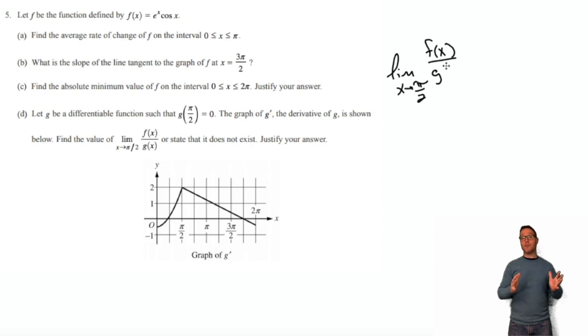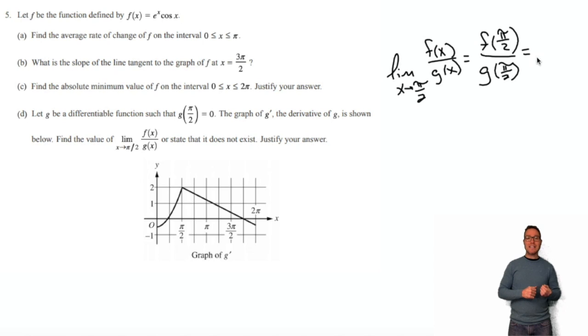So the first step for any finite limit is to plug in the value. So let's see if we can find out what f of pi over 2 is. We're also going to find out what g of pi over 2 is from the graph that we were given. So f of pi over 2, we're going to plug into f of x. We're going to get e to the pi over 2 times cosine of pi over 2. And now cosine of pi over 2 is 0. So we're going to get 0 up there.